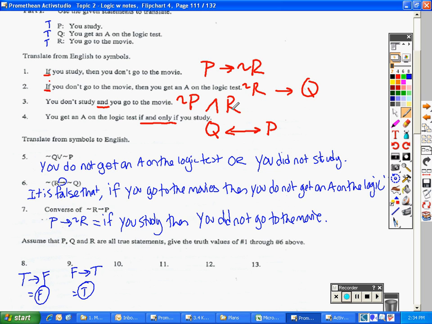Number 10, let's look back at number 3. Not P and R. Not P is F, and R is true. The rule for and is T and T is T. This is not the rule, so it's not true. It's false.